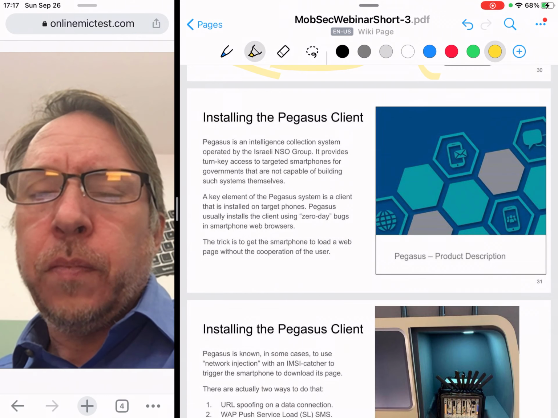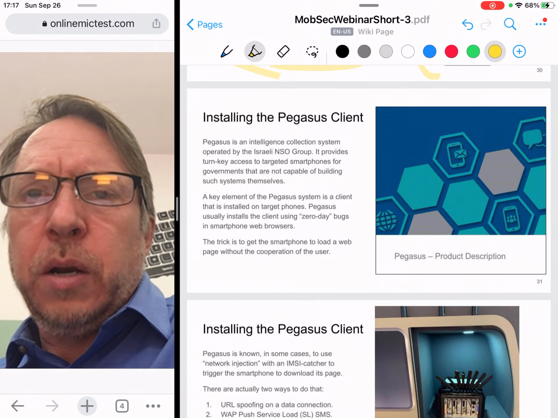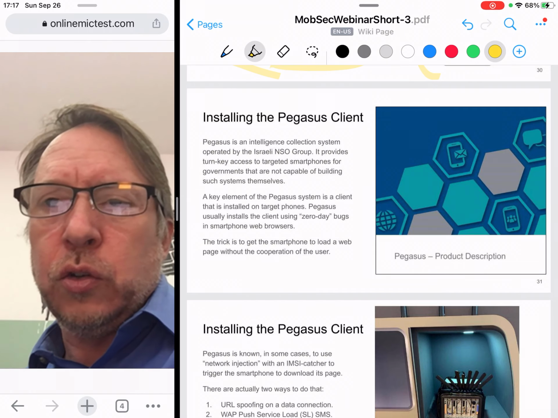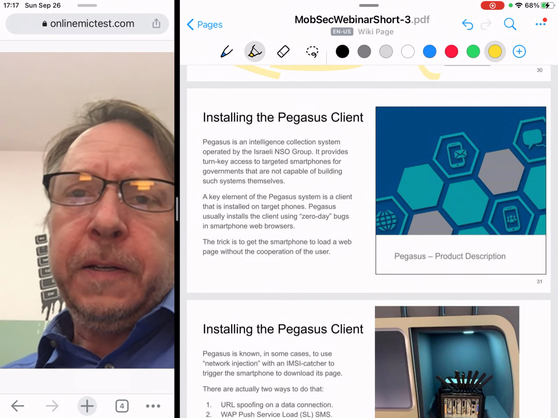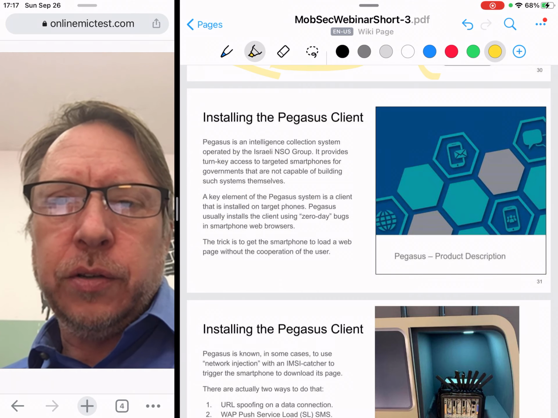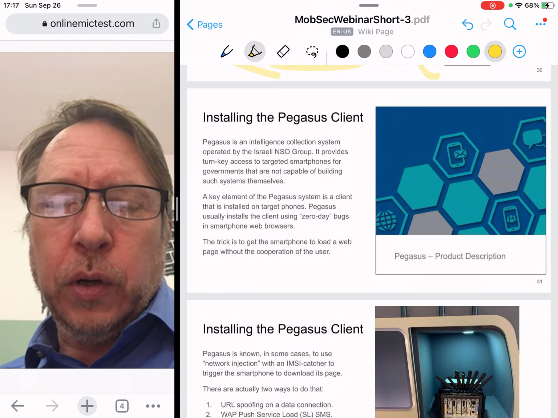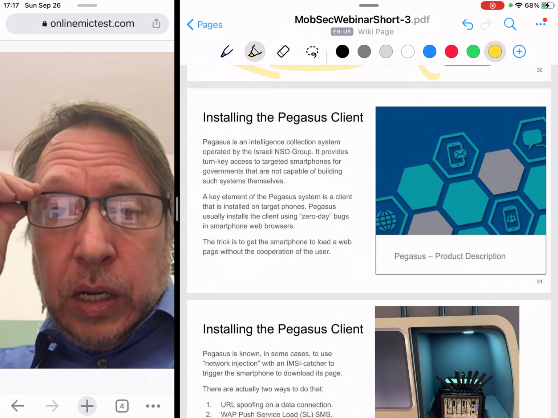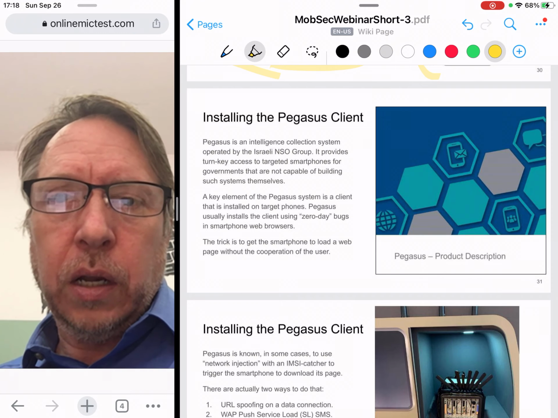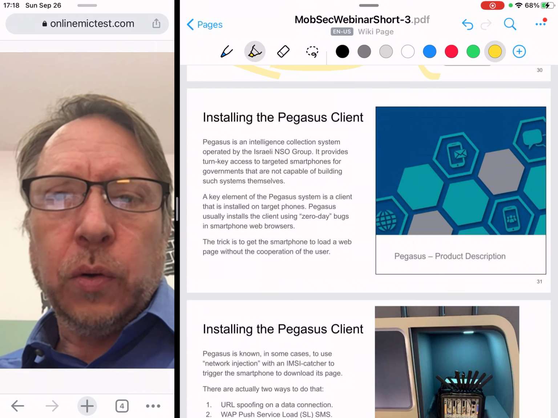So if you haven't read about it already, Pegasus is an intelligence collection system that's operated by an Israeli company called NSO Group. And what it does is it sets up a pretty sophisticated intelligence collection system that puts malware on targeted phones to collect information from those phones. It's the kind of thing that you might normally find from like GRU or FSB in Russia or the NSA in the United States, but they make this available on a sort of turnkey basis to governments that are not capable of building these types of systems themselves.